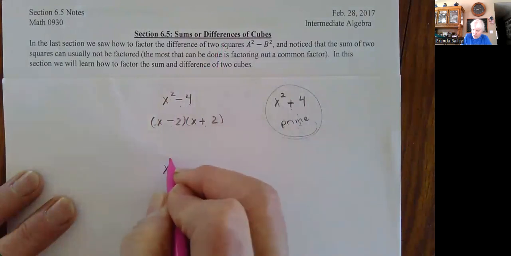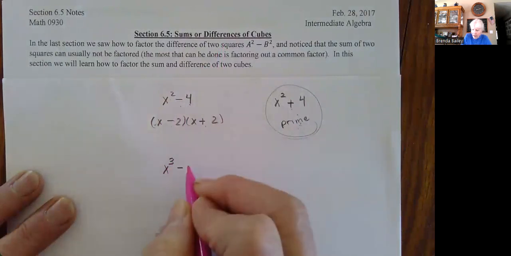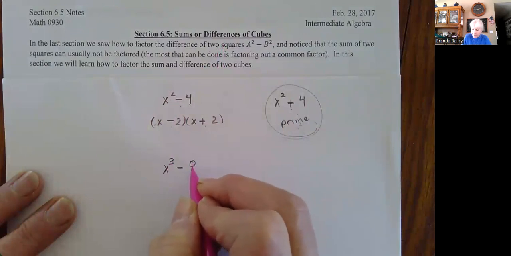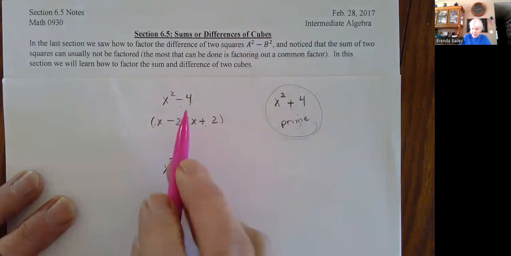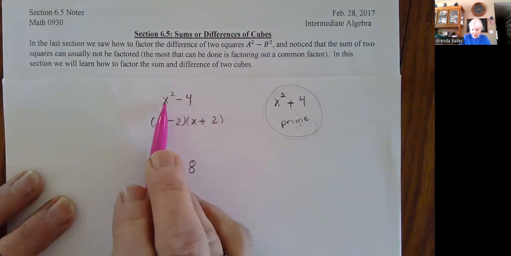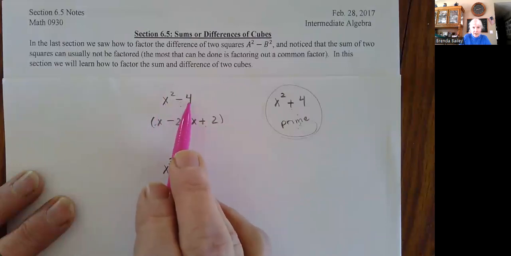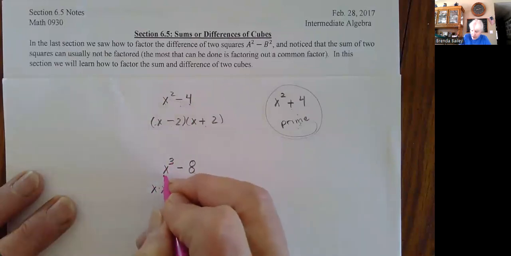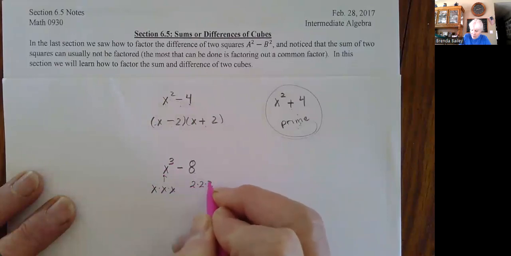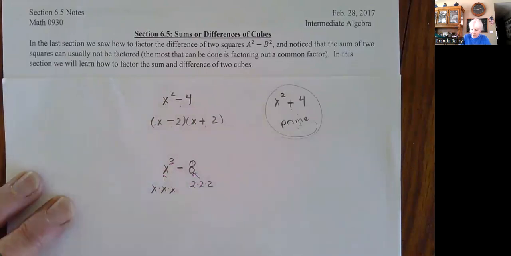Either like x cubed minus, let's see, 8. Okay, this is a difference of two cubes, whereas this was a difference of two squares because something times itself gave you this, something times itself gave you this. This is a difference of cubes, so you're multiplying x times x times x. You've got 3 of them now that multiply together to give you this one, and 2 times 2 times 2 gives you that one. So we call this a difference of two cubes, and we'll just follow a formula.